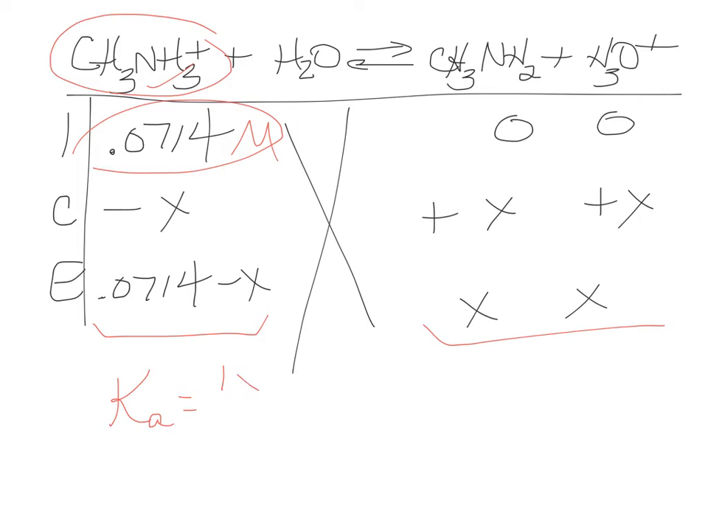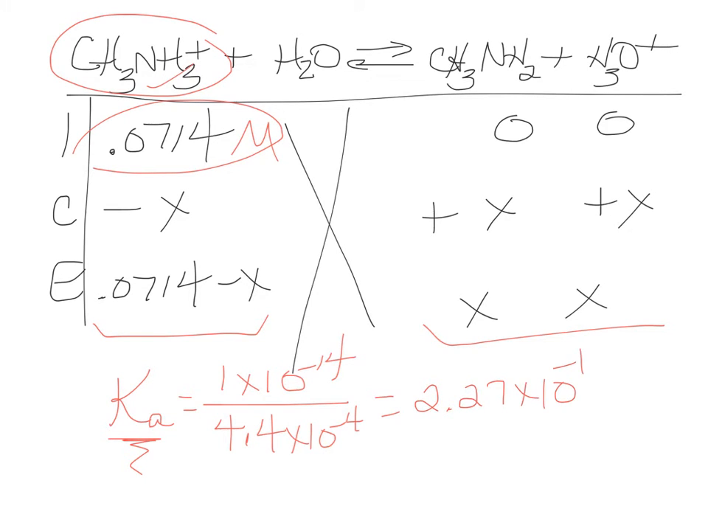The original problem gave us Kb. So at the equivalence point, you always need to convert the equilibrium constant they gave you to the opposite. And it was 4.4 times 10 to the minus 4. And so calculating that gives us a Ka of 2.27 times 10 to the minus 11. We can certainly neglect x with that small of a Ka. And that Ka then equals x squared over 0.0714.